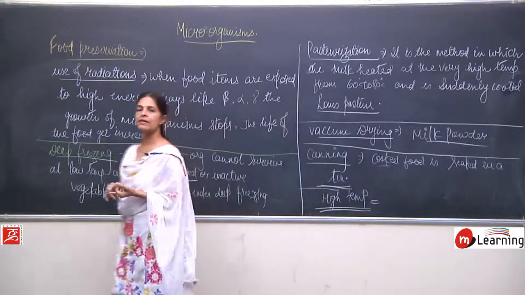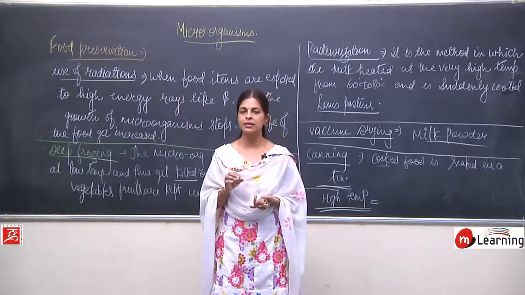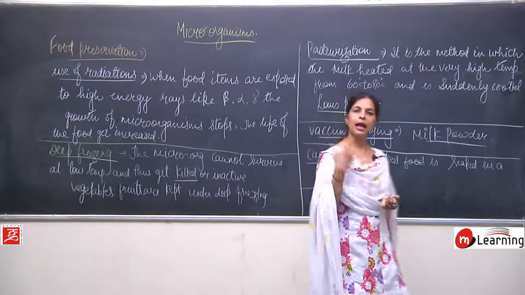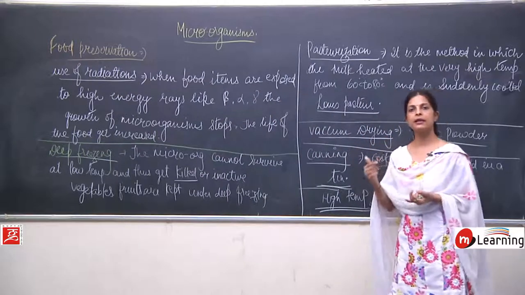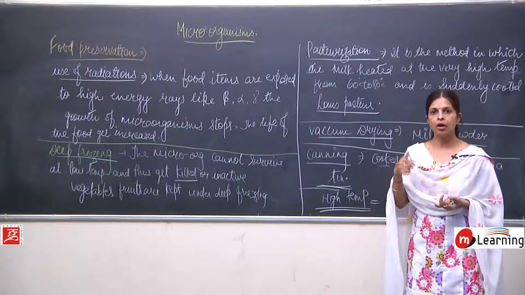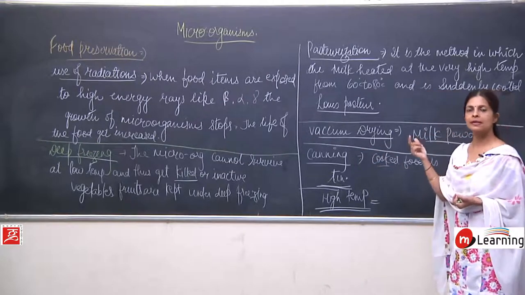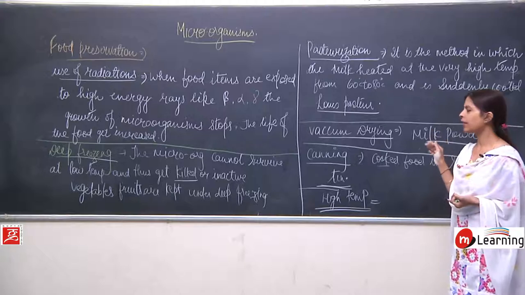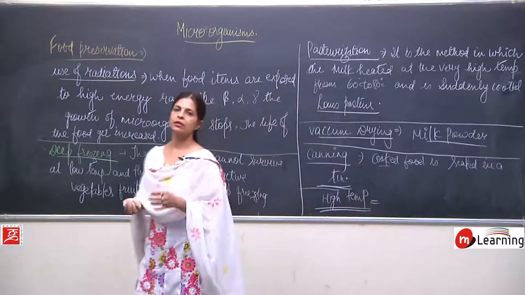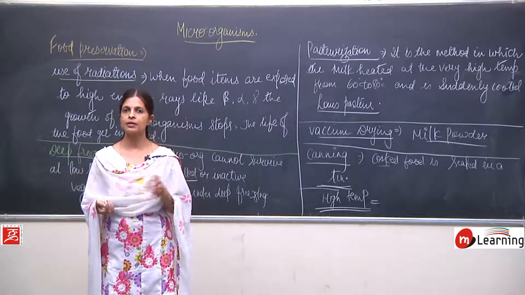We have discussed sun drying or dehydration, the use of radiations, then boiling, freezing, defreezing, use of salt and sugar, as we have seen in the case of jams, pickles, fish, meat, beans even. Then we have discussed pasteurization, vacuum drying, canning. All these methods are used to keep the food items safe from the growth of microorganisms.